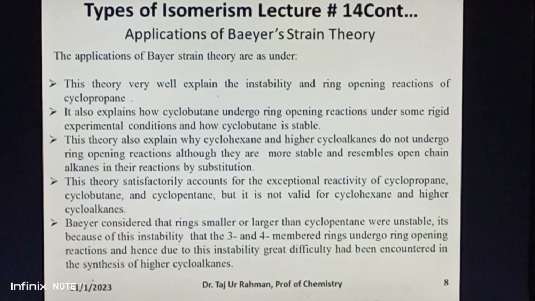Number five, Baeyer proposed that rings smaller or larger than cyclopentane were unstable, and due to this instability, the 3 and 4 member cycloalkane rings undergo ring opening reactions. This instability creates great difficulty in the synthesis of higher cycloalkanes.